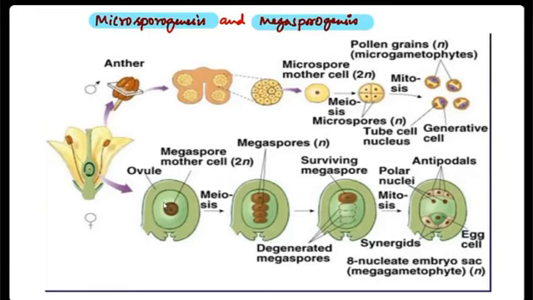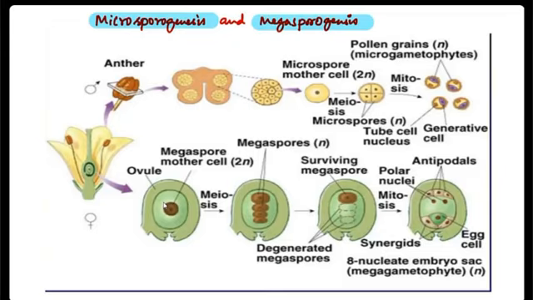Okay. So this is just the overview of whatever we have discussed about microsporogenesis and megasporogenesis. Just try to remember the difference between microsporogenesis and megasporogenesis. I wanted to put it in a single picture, that's why I took this. So this is about reproduction in flowering plants, up to microsporogenesis and megasporogenesis, or formation of male and female gametes, till fertilization.